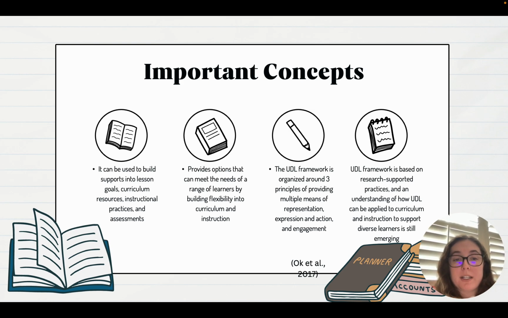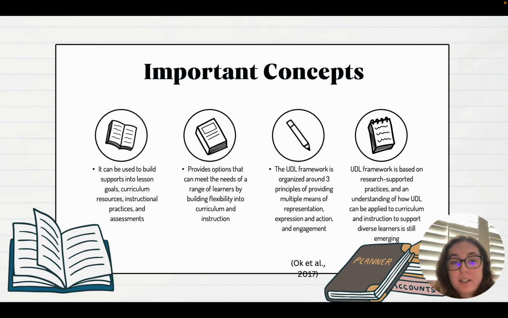The UDL framework is organized around three principles of providing means of representation, expression, and action, and engagement. So, the concept is that UDL wants all types of students to be able to have freedom of expression, to be able to engage in all of the activities that they want to engage in. And they want to see action taken from the students to participate in these activities.